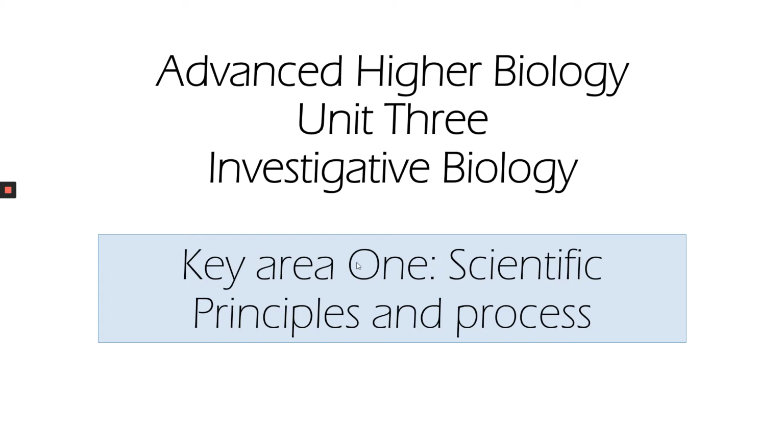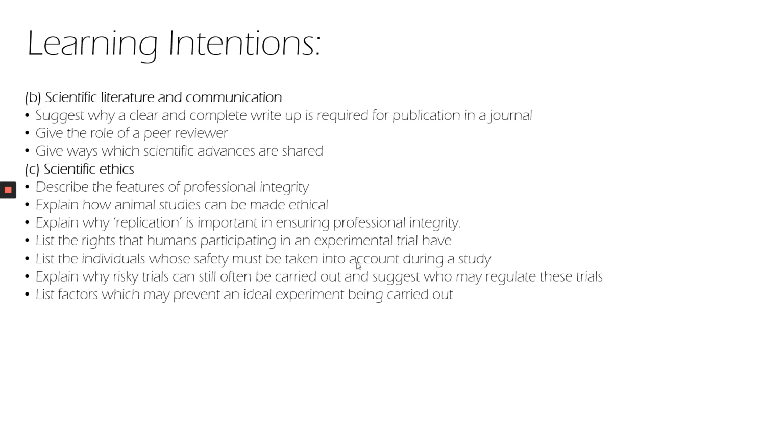This is the second video looking at Advanced Higher Biology, Unit 3, Investigative Biology. Particularly Key Area 1, Scientific Principles and Processes, the B and C sections. So, Scientific Literature and Communications. Once we've done our study, how do we get that information out there? And Scientific Ethics, C. So, how do we make sure that what we're doing is ethical and that we maintain our professional integrity?